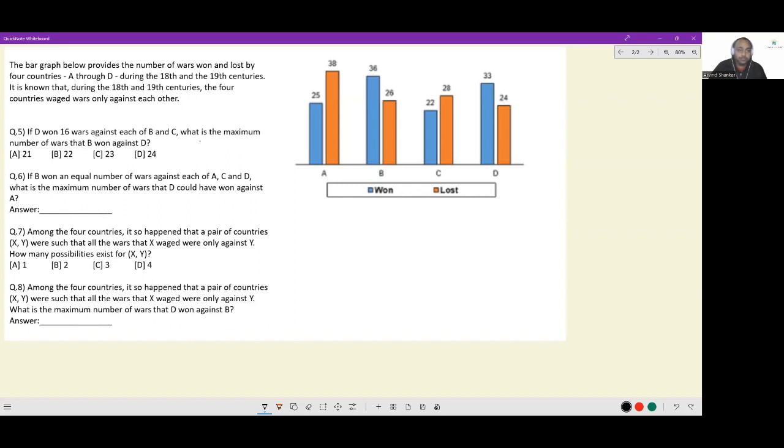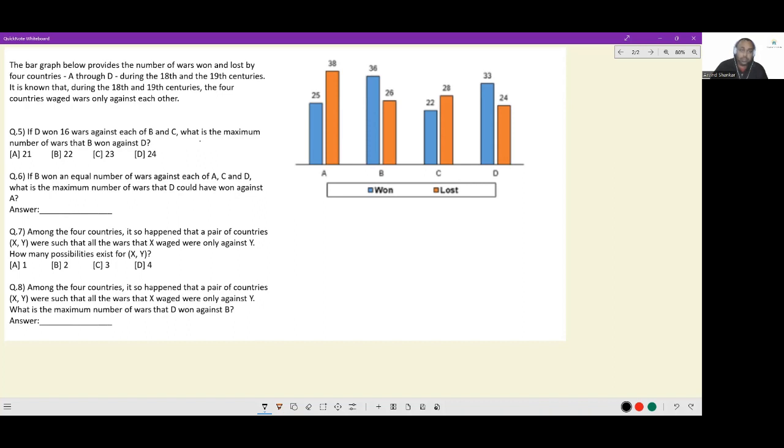Let's look at this question. The bar graph below provides the number of wars won and lost by 4 countries A through D during the 18th and 19th centuries. It is known that during the 18th and 19th centuries, the 4 countries waged wars only against each other.